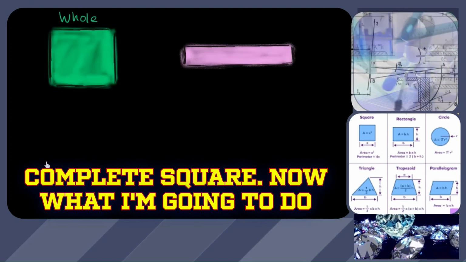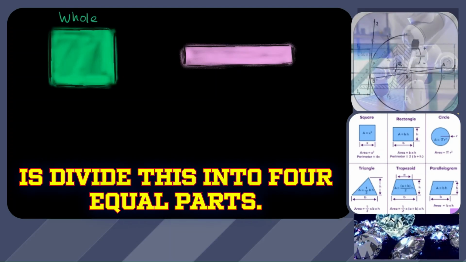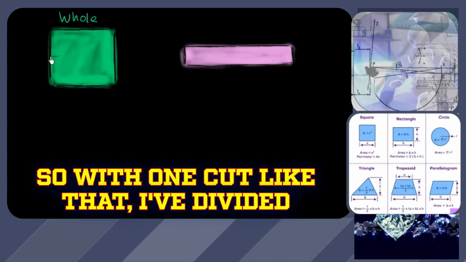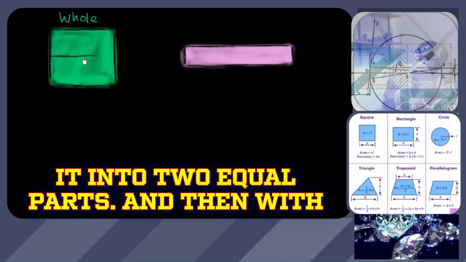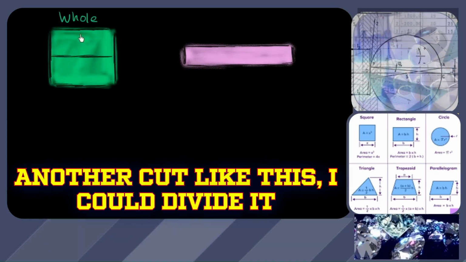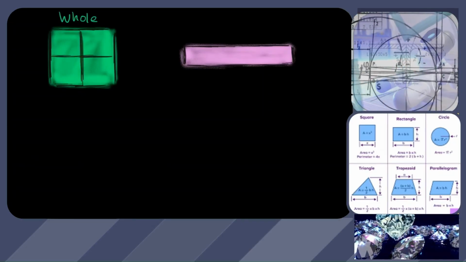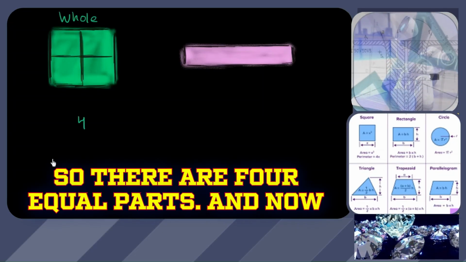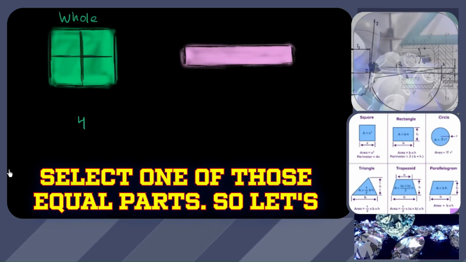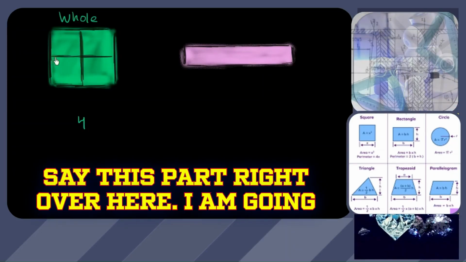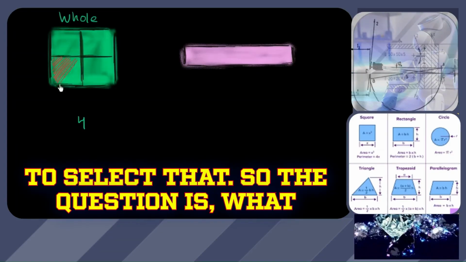Now what I'm going to do is divide this into 4 equal parts. So with one cut like that, I've divided it into 2 equal parts. And then with another cut like this, I could divide it into 4 equal parts. So there are 4 equal parts. And now I'm going to select one of those equal parts. So let's say this part right over here. I am going to select that.